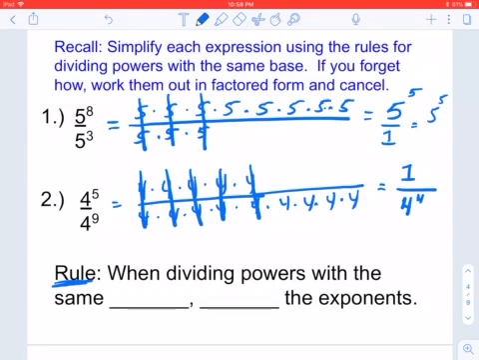Okay, if you've unpaused now, let's go ahead and finish it off together. When dividing powers with the same base, we're going to subtract the exponents. So sure enough, if we did 8 minus 3, we would get 5. And there were more powers of 5 in the numerator, so 5 to the 5th was left in the top. On the second one, we had more powers of 4 in the denominator, so the difference between 9 and 5 is 4, and we had 4 to the 4th left in the denominator. Okay, let's move on.